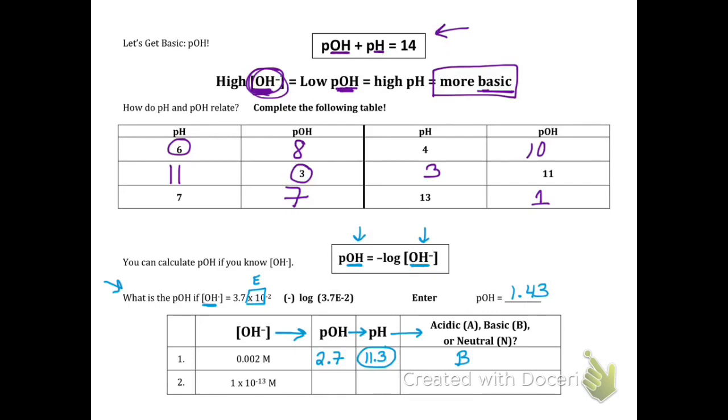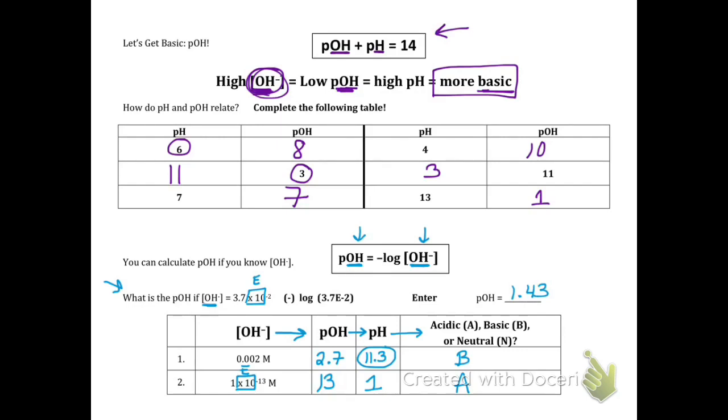All right, so the next example, you can try on your own. You do negative log of this number. Type it in, 1. Remember, this has an exponent, so you're going to put the E on your calculator, negative 13, and hopefully you get the pOH to be 13. Now, if we want to go to pH, 13 plus what gets us to 14? 13 plus 1. So now that we have the pH, 1 is less than 7, so it is acidic.